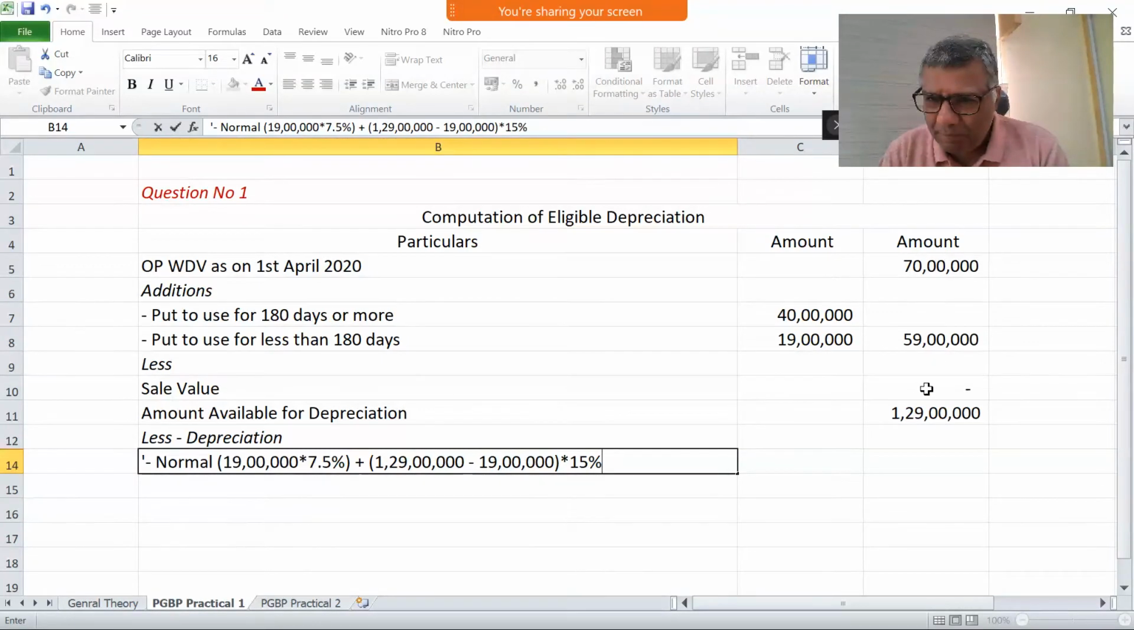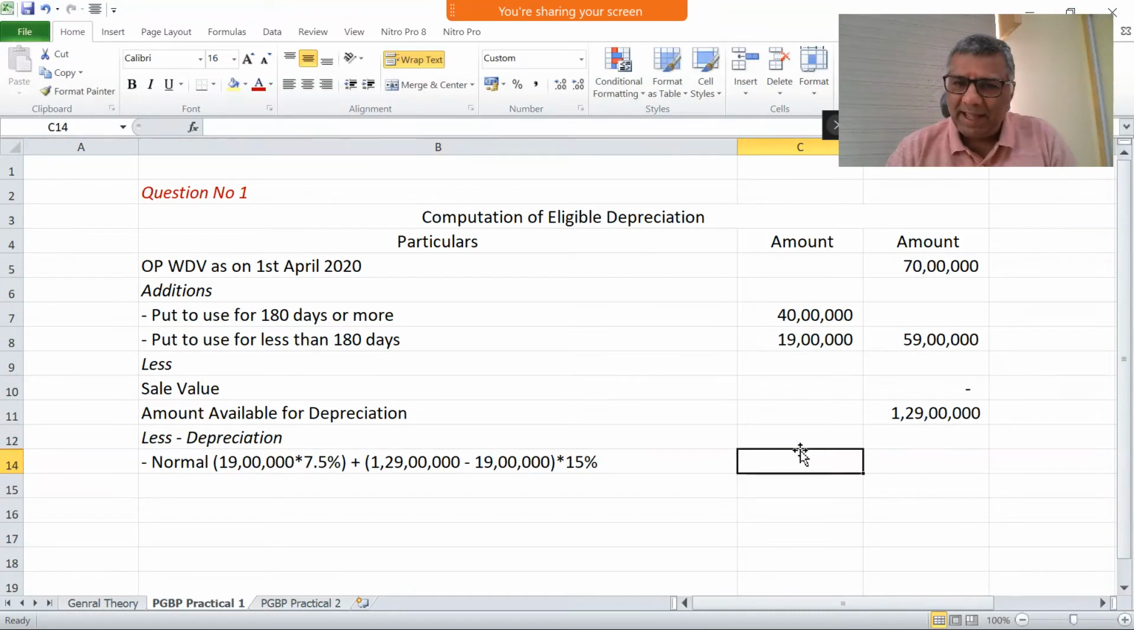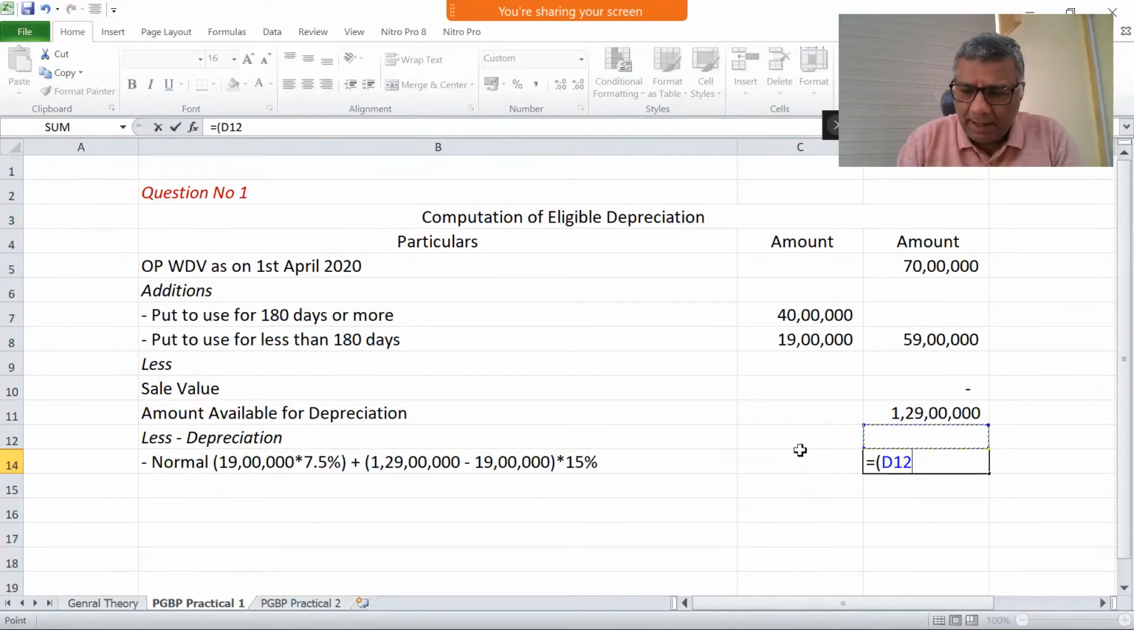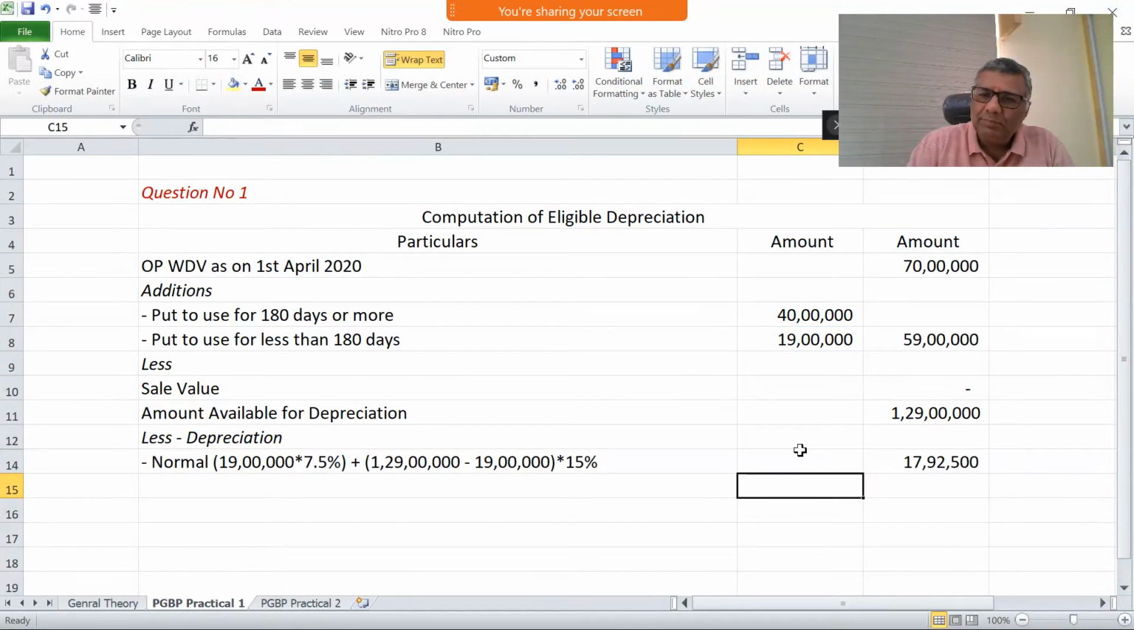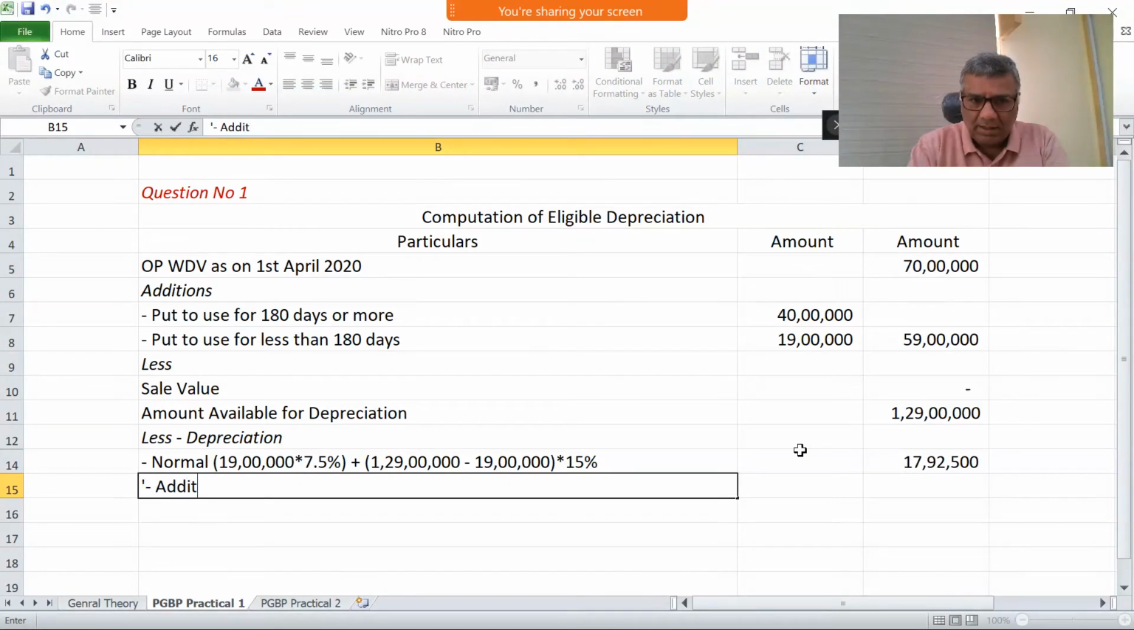In this question, okay. But if there is a sale value, it will be difficult. So always 19 lakhs into 7.5%, whatever this value, minus the amount put to use for less than 180 days. So you will get 19 lakhs into 7.5% plus this minus 19 lakhs into 15%. Addition.